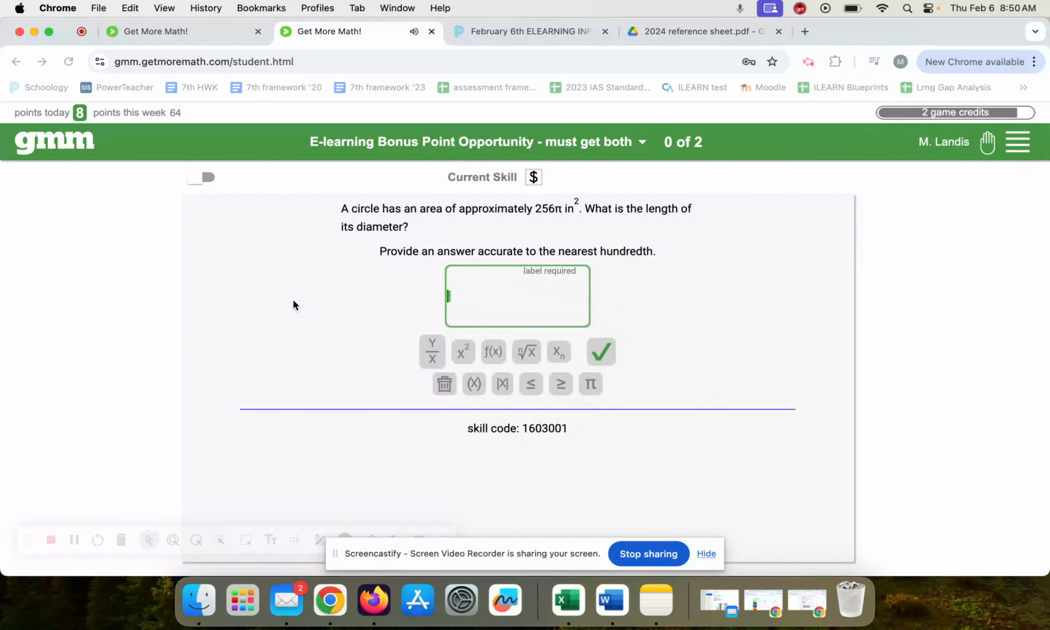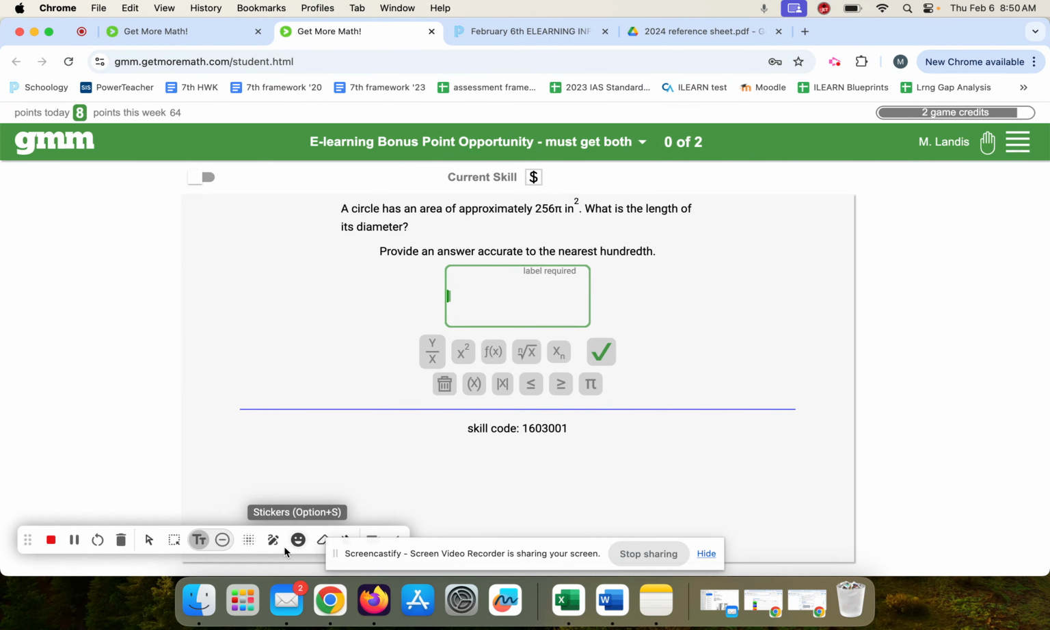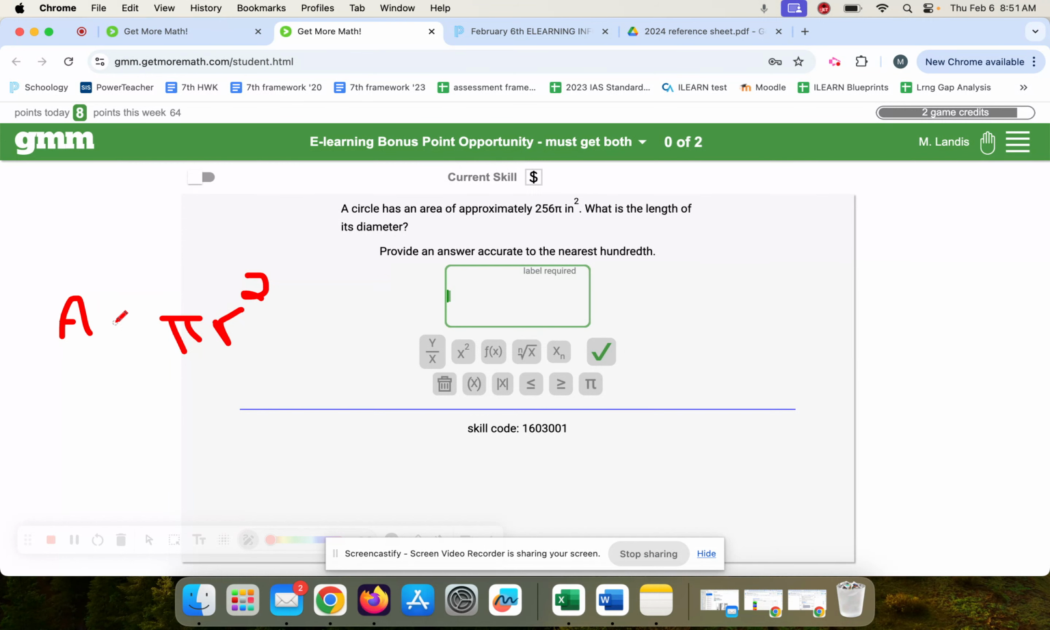Okay, so if you're watching this video, this is the bonus point opportunity. You got to get them both in order to get your bonus point. Okay, area of a circle is pi radius squared. If it asks you for circumference, you can probably do that one. I know you can do that one. Okay, but the area we haven't talked about yet.